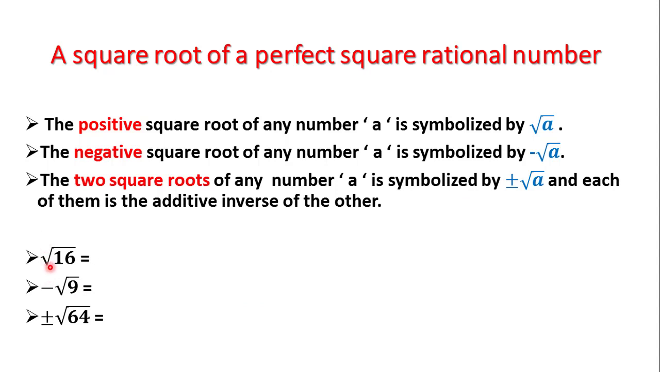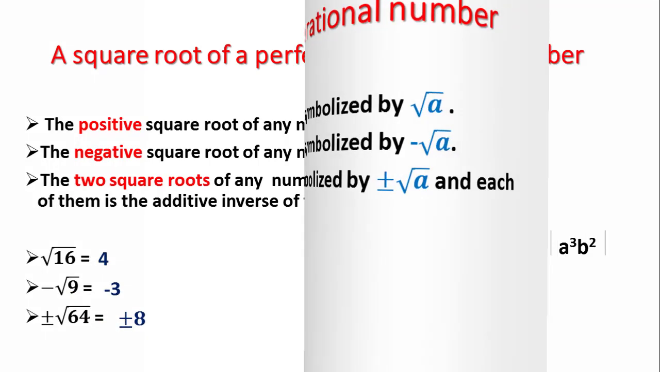Here I want root 16. It means what is the number which, if you multiply it by itself, gives 16? Of course 4. In the same way, negative root 9 will be negative 3. Positive or negative root 64 will be positive or negative 8, because 8 times 8 equals 64.